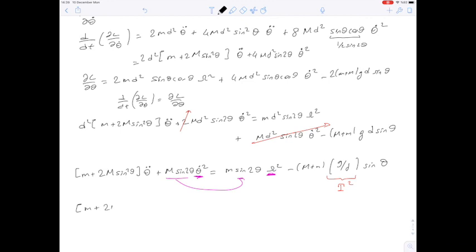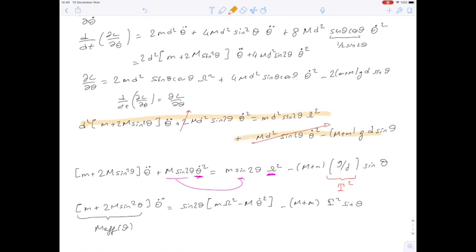So we have (m plus 2M sin²θ) θ̈, something like an effective mass at a given θ, equal to, on the right hand side, this sin2θ term, which looks at the rotational speeds, and then you have the gravitational term. But in, let's say, a midterm, the expression at the top will be okay, but I would appreciate if you also simplify these little algebraic terms.